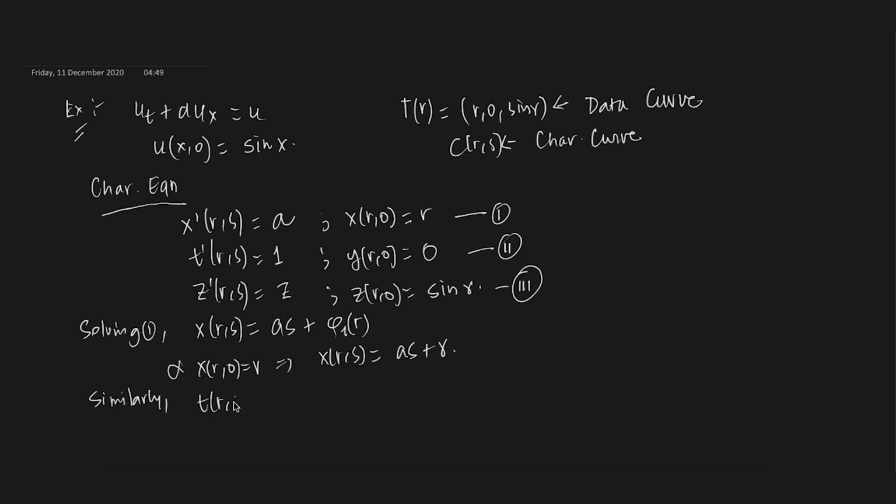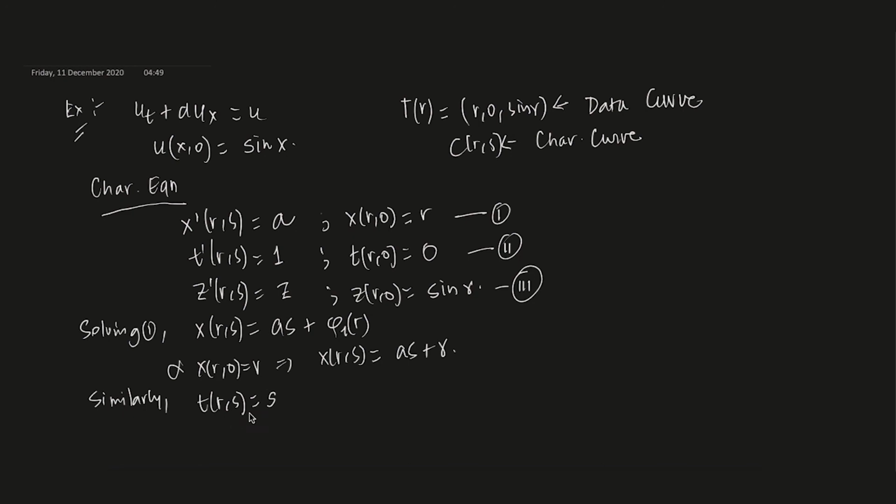Similarly, t of R, s should be, sorry, this should be t. Okay, I made a small mistake here. So t of R, s, t is 1 along S. So t of R, s is s plus phi1 of R, and when you put this initial condition, it will only give you s. So t of R, s is s, and z prime of R, s is z.